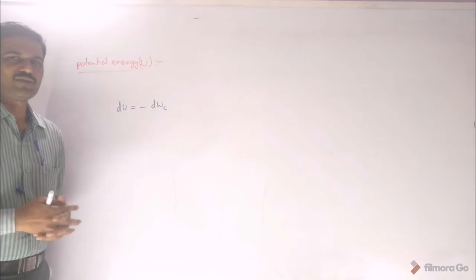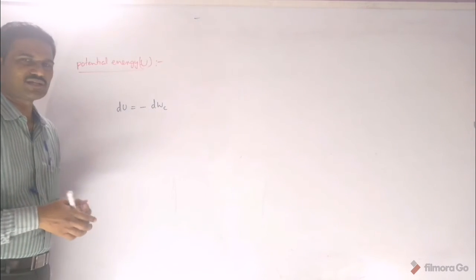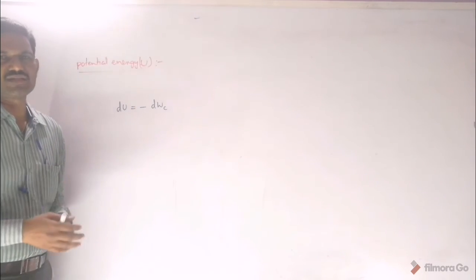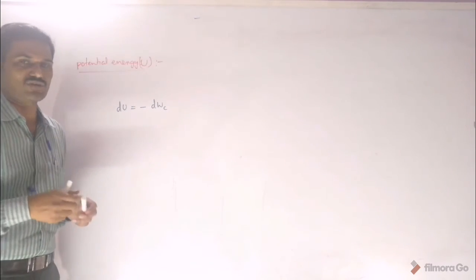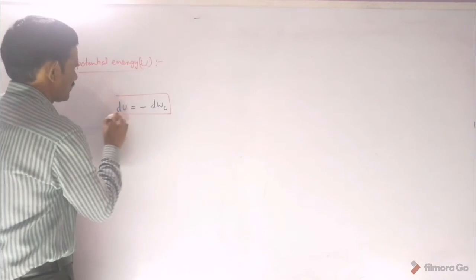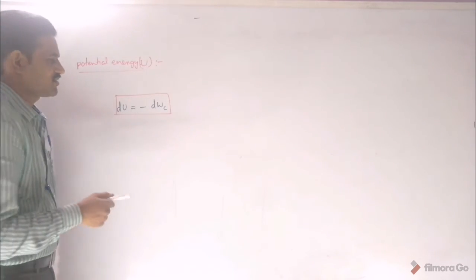Negative of work done by the conservative force. WC means work done by the conservative force. So this is a basic relation between potential energy and this work done, or this is the basic definition of this potential energy. So you need to use this calculation here: change in potential energy is equal to the negative of work done by this conservative force.